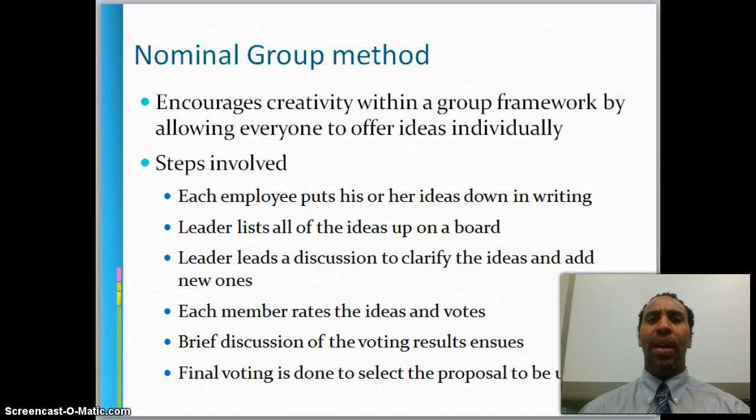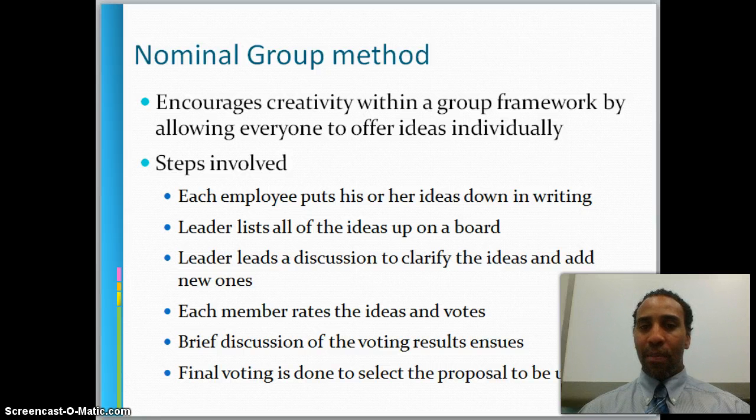So nominal group method, encourage creativity within a group framework by allowing everyone to offer ideas individually. So I have everybody go into separate rooms, ask them a question, and then they all come up with their ideas. Then we come back together, and it's definitely an interesting way to do things, especially if people are so used to being in like a codependent group.